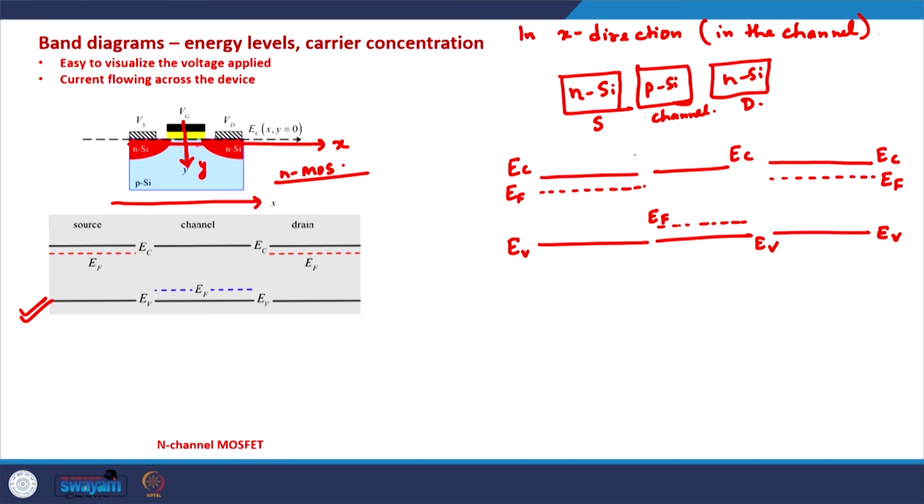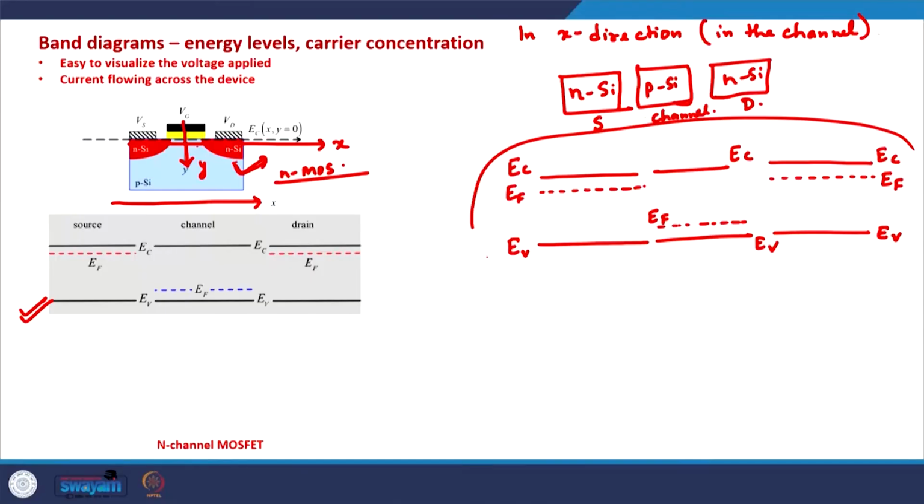This is how the energy levels will look like, and the most important energy levels in any device are the band edges, the conduction band minima and the valence band maxima, and the Fermi level. This is what we have shown in the band diagram when these three materials are not joined with each other. When we make a MOSFET, when the MOSFET is fabricated, these three regions are joined.